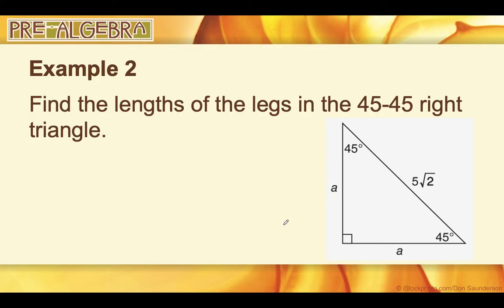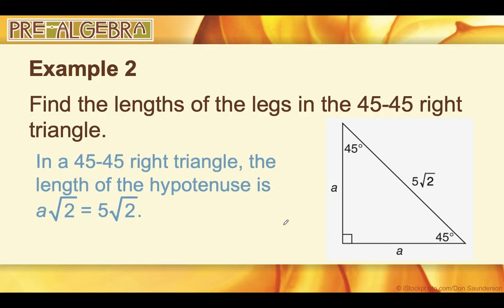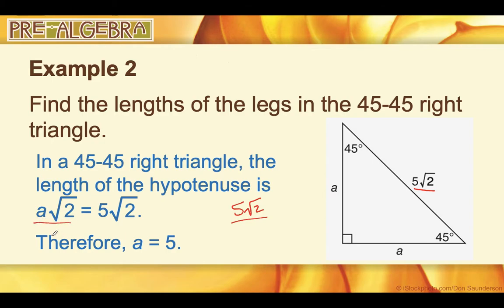What about the legs then? The length of the hypotenuse is whatever the leg is times the square root of 2. If I know the hypotenuse is 5 root 2, I can find A by simply dividing. How do you solve for A? I think I said it backwards in the previous one. You divide it by the square root of 2, not divide it by A. Excuse me for that. I made a mistake on the last slide there.